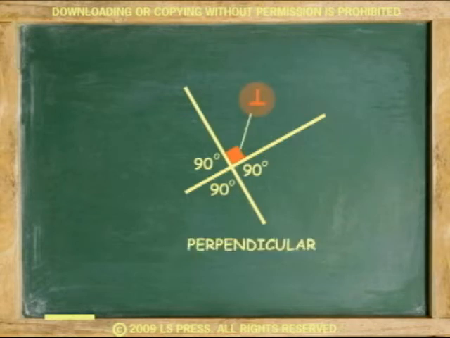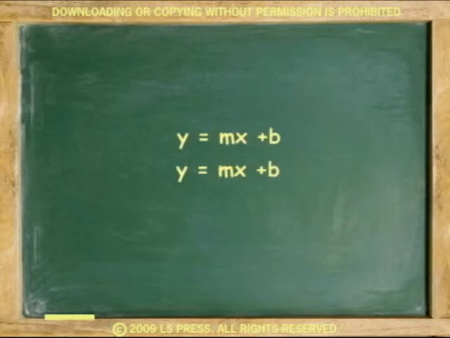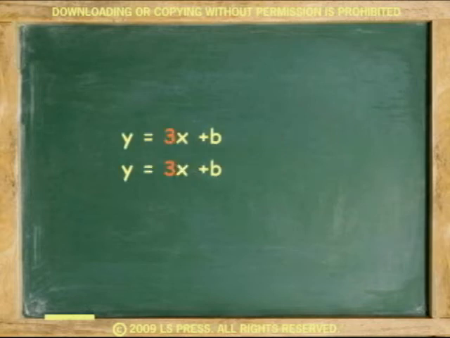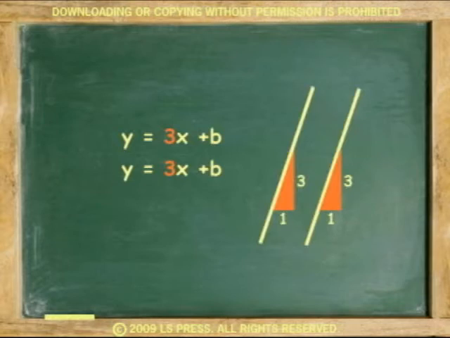Lines that cross at 90 degrees are said to be perpendicular. This is the symbol for perpendicularity. The way to tell if two equations represent lines that are parallel or perpendicular is by the slope. If the slopes of two or more lines are equal, the lines must be parallel. In these lines, the slopes are the same and the distance between them is always the same.